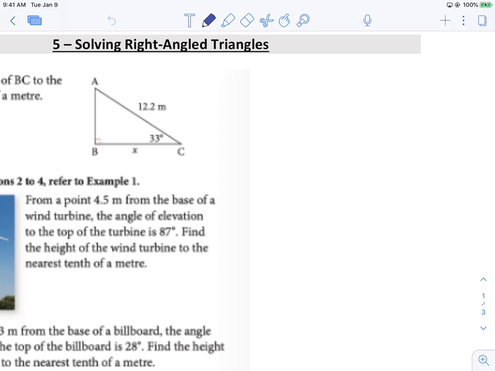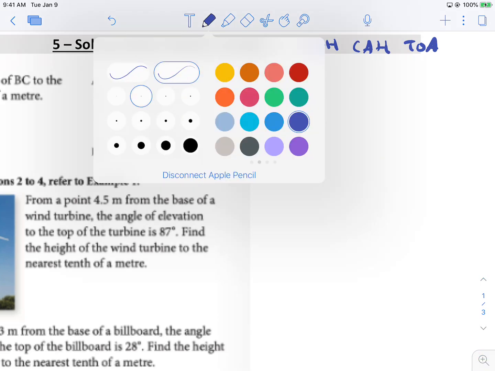Okay, we're looking at number 5 and looking at some of the homework that was assigned. So this is all about solving right angle triangles. It's all about using our SOHCAHTOA and figuring out which ones should we be using and where. So let's take a look at our first instance here.